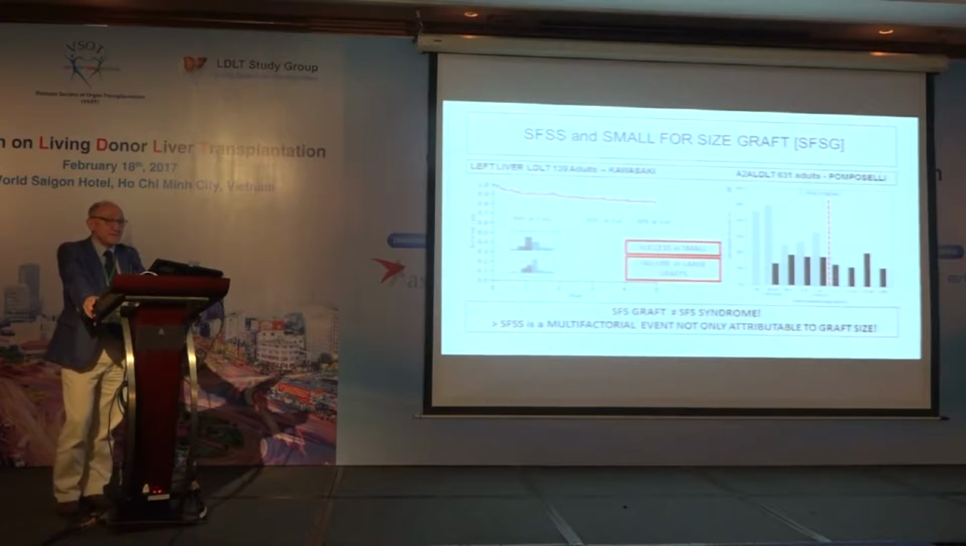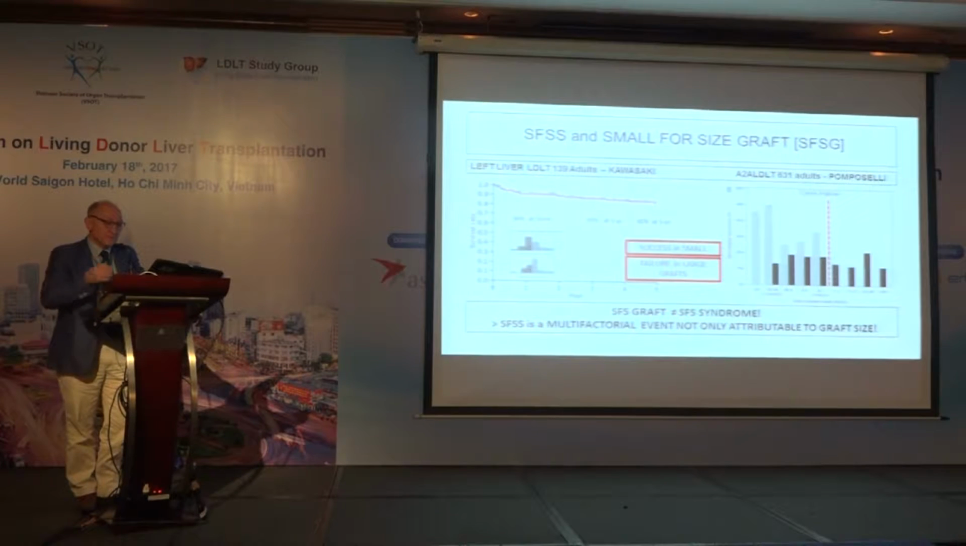So graft size is important, but it is not the only important factor, because otherwise we could not explain why in some centers the results of left liver living donor transplant are very successful. This is work also done by the group led by Kim Ott of the A2ALL study. You see that a lot of patients in this American study developed small-for-size syndrome despite a graft-to-body weight ratio of 1 or even more.